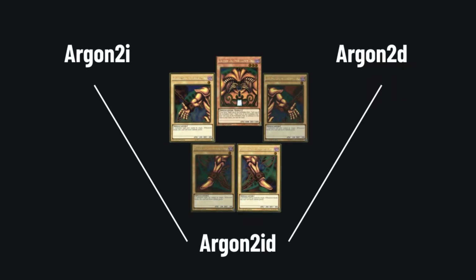Argon2d resists GPU cracking. Basically, these are attacks where hackers use massively parallel GPUs to try billions of password guesses, but Argon2d makes each guess memory hard and unpredictable, so GPUs lose their speed advantage and cracking becomes expensive and slow. And finally, Argon2id is the best of both worlds, that's why it's explicitly recommended by OWASP. That's our goal today, modern password security. Enough talking, let's go to VS Code and check this out in action.